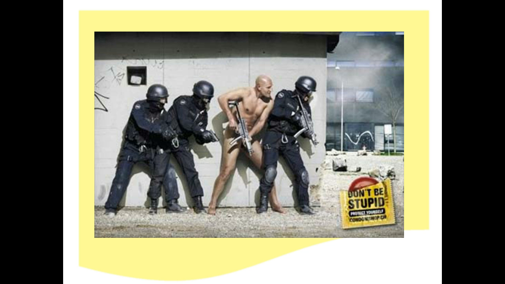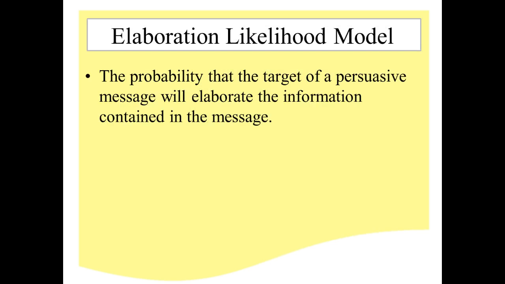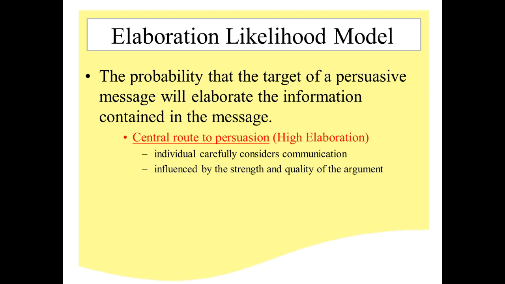So there are many theories that have investigated which factors make messages more persuasive. So let's look at one of these models. It's called the elaboration likelihood model. This model talks about the probability that the target of a persuasive message, so the audience, will elaborate the information contained in the message. By elaboration, we mean how much cognitive effort they will take to actually analyse the content of the message. So you have two routes to persuasion.